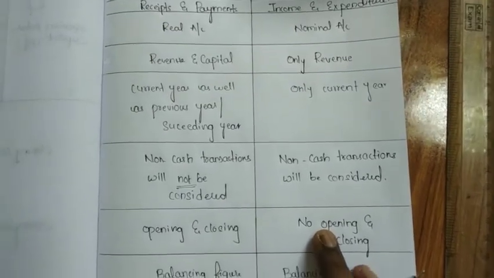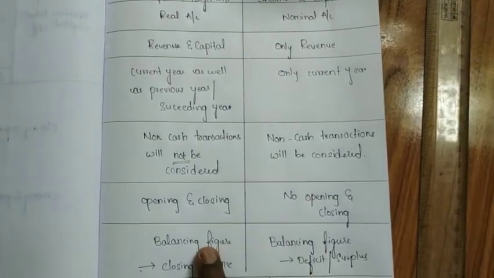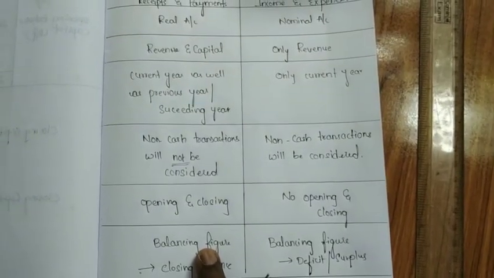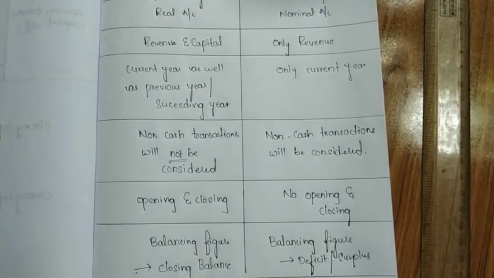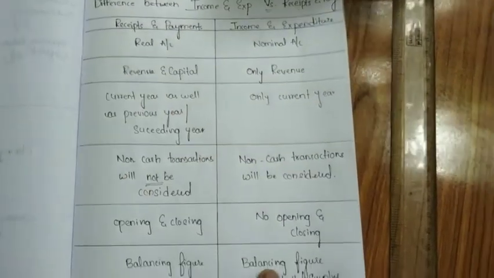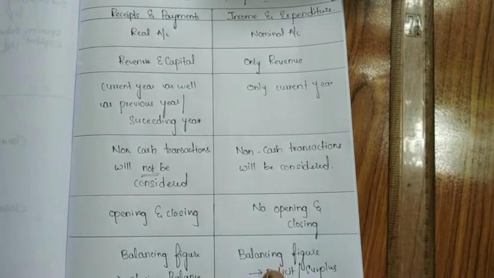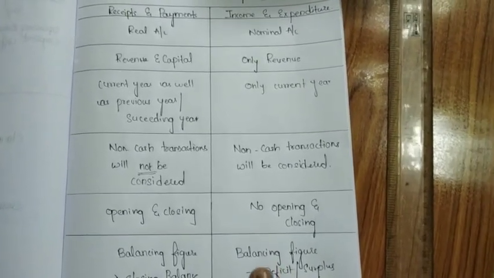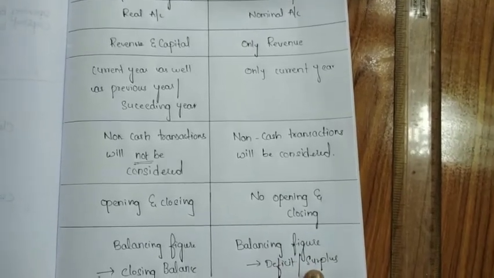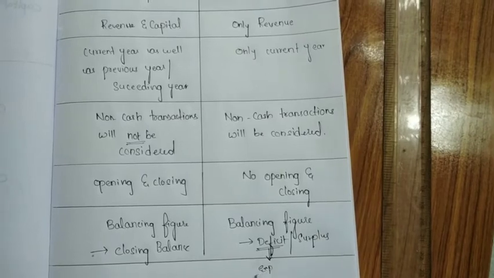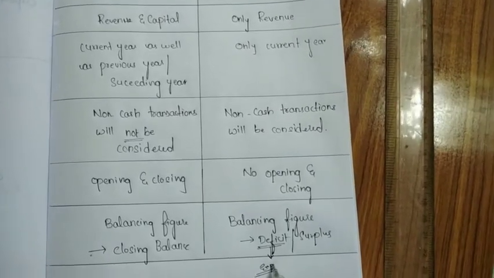And see the next difference: in receipts and payment account, the balancing figure we get when we close the account will be called the closing balance of the cash account. When it comes to income and expenditure, the balancing figure we get will be called deficit or surplus. What is the meaning of deficit? It means if your expenditure is more than income, that will be called a deficit.